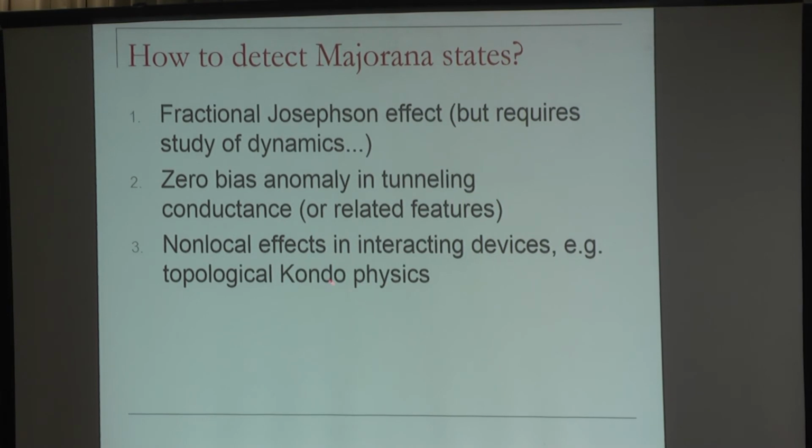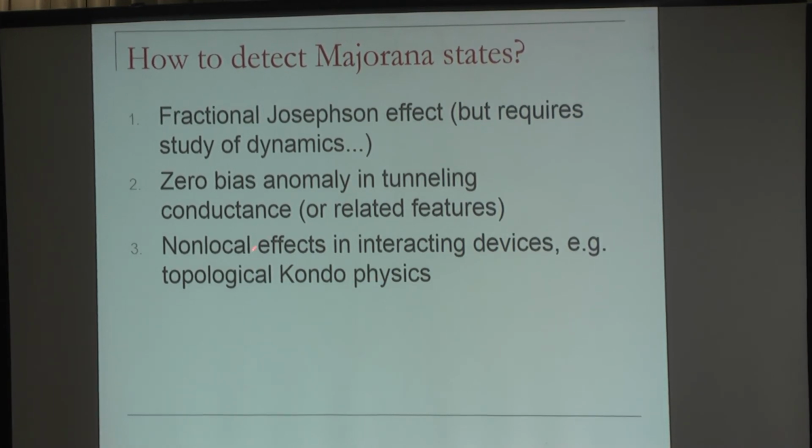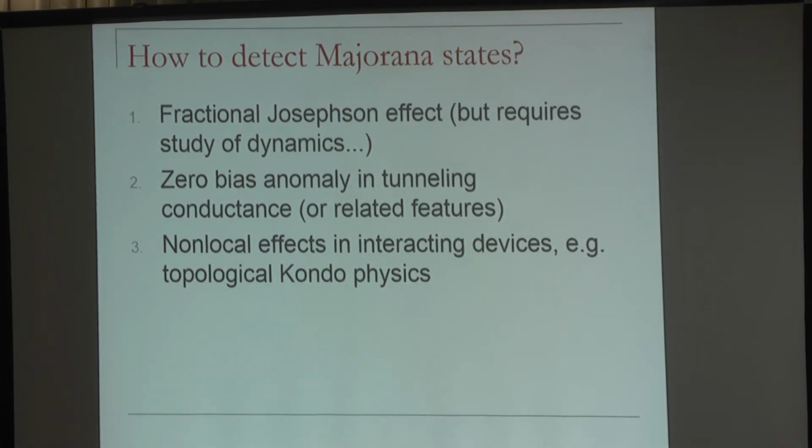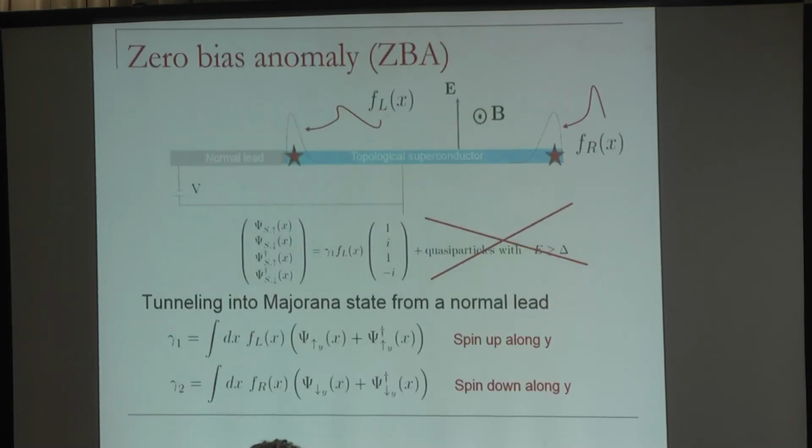The thing that has been used so far in experiments is the zero bias anomaly in tunneling experiments. This I will explain now. And in probably the next lecture, we will turn to non-local effects in interacting devices. So once you add Coulomb interactions to the game, you get characteristic non-local effects that are predicted to give very characteristic features in transport experiments. So now I want to discuss this zero bias anomaly, short ZBA.